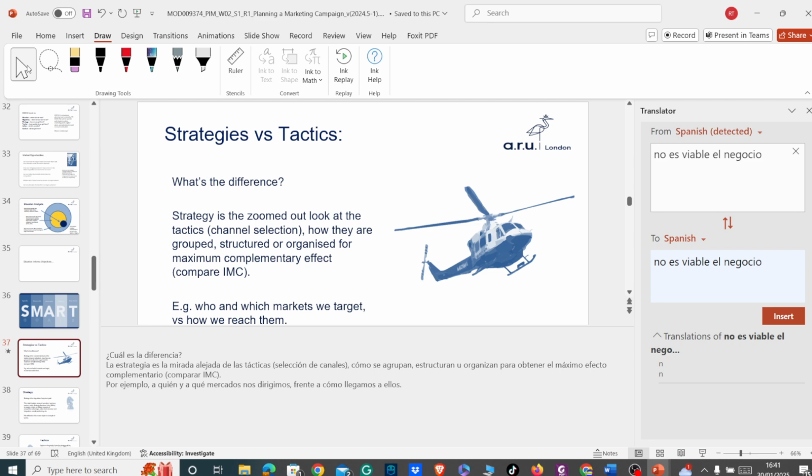So strategy is. Who remembers the question for strategy? How are we going to get there? Which way is best?